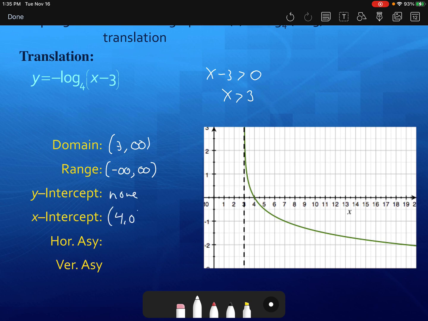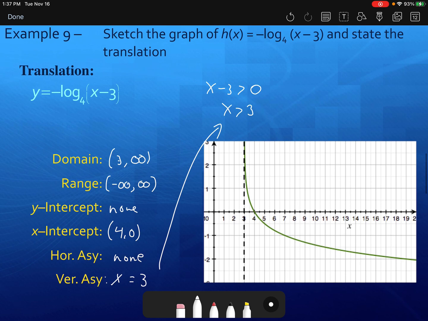The x-intercept in this case is (4, 0), and we can look at our calculator and determine that for sure. There is never a horizontal asymptote when it comes to logs, but there is always a vertical asymptote, which is x equals 3. It comes from right there. So there is all of our information with our graph.